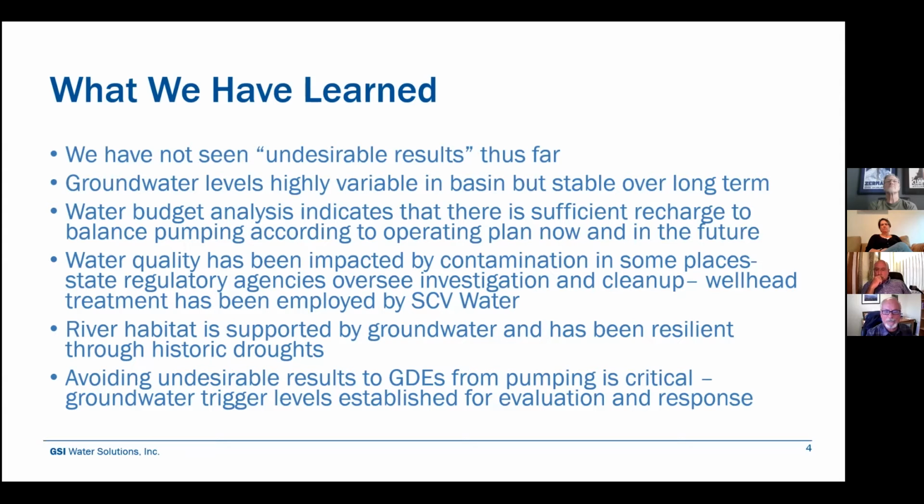Water quality clearly has been impacted in some locations by contamination. The state regulatory agencies oversee investigation and cleanup of contamination, and wellhead treatment has been employed by SCV Water at a number of locations. River habitat is supported by groundwater and has been resilient through historic droughts. You clearly have seen that. Avoiding undesirable results, however, to groundwater dependent ecosystems from groundwater pumping is critical. Groundwater trigger levels have been established for evaluation and response. And we're going to talk a little more about that, but we've discussed that in the past as well.